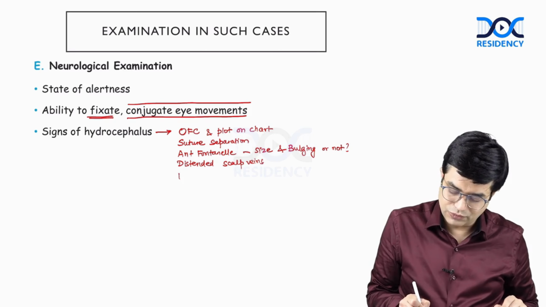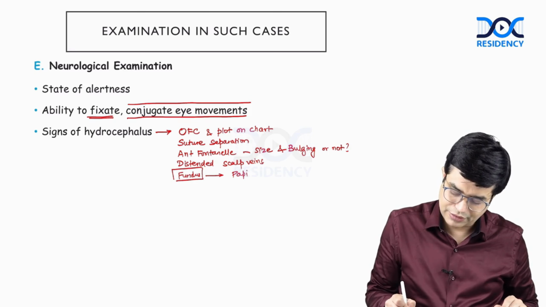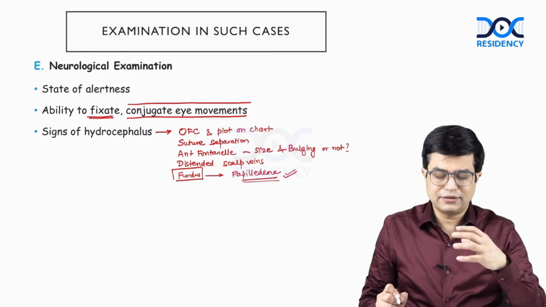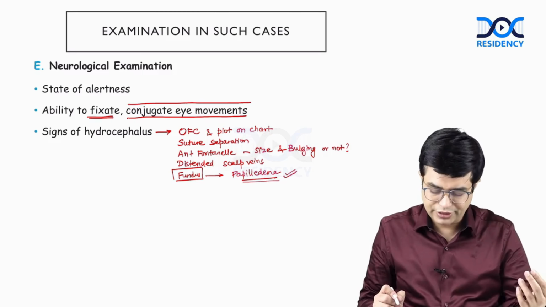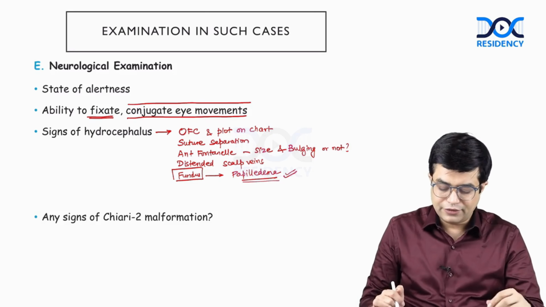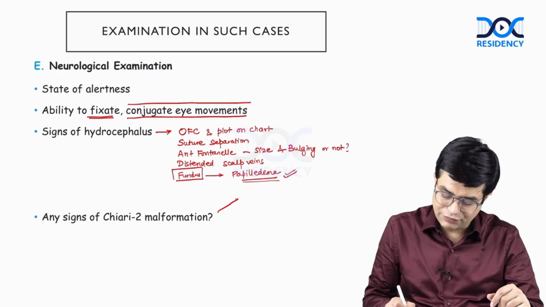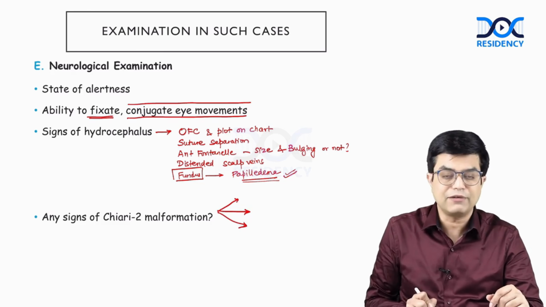and you will also do a fundus examination. On fundus examination, you will check for papilledema in the patient. Right? Papilledema, you will watch out for any sustained raised intracranial pressure in the patient. Then you will look out for any signs of Chiari II malformation. There are 3 signs which suggest a likely Chiari II malformation.